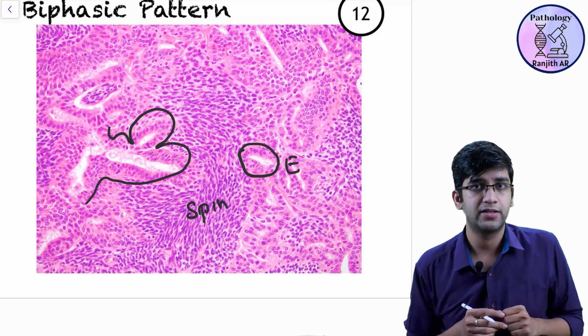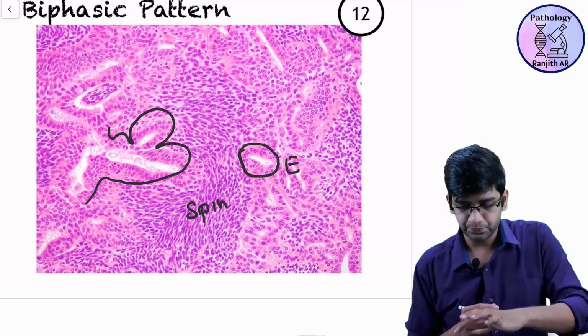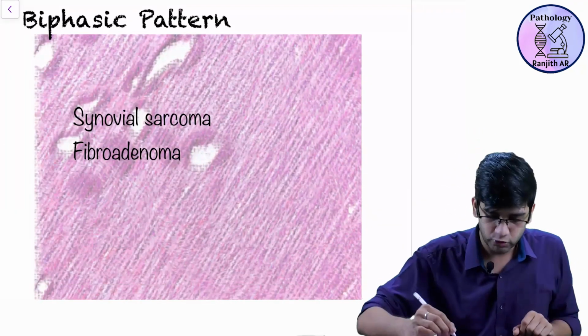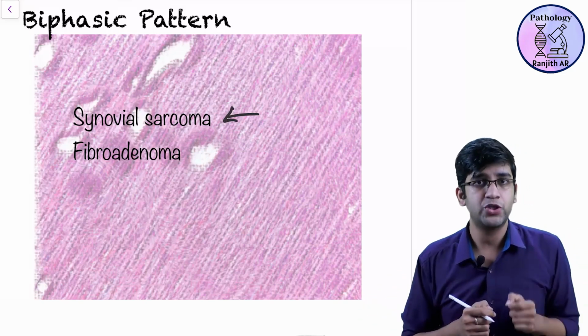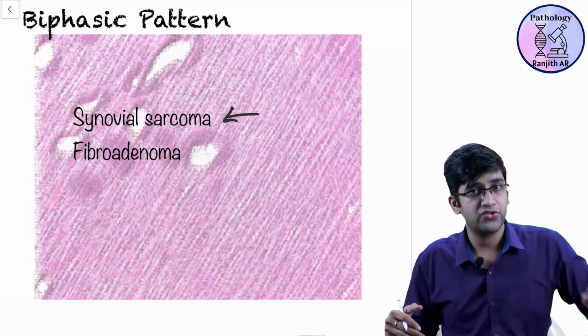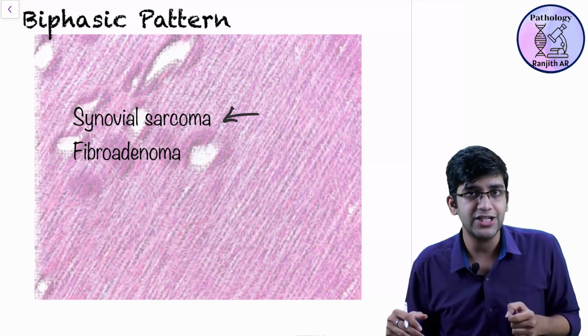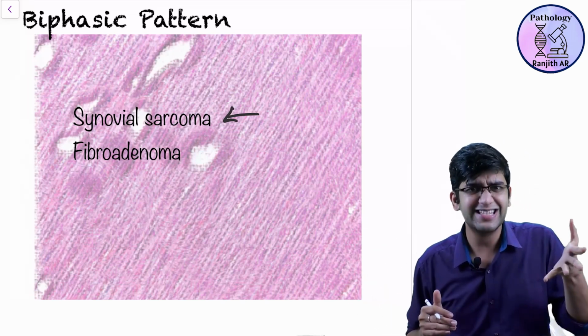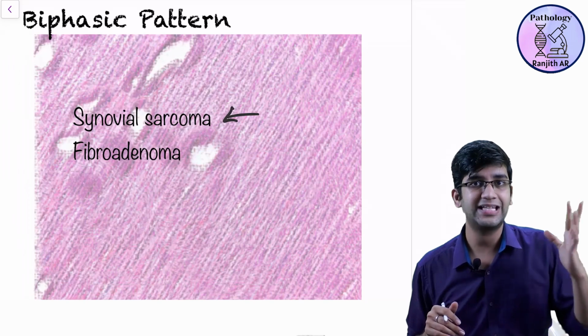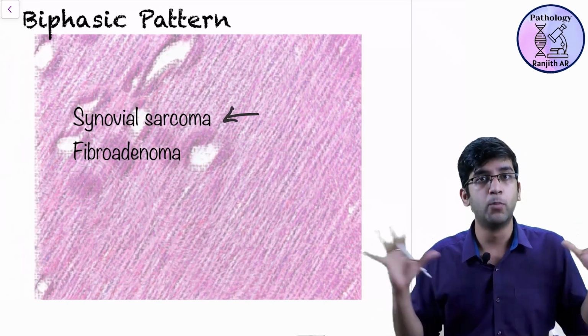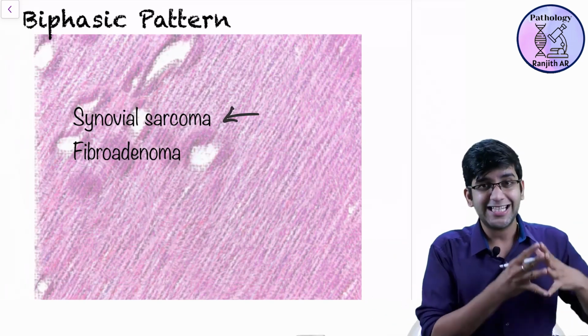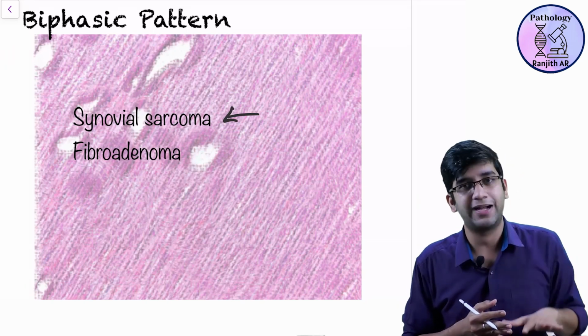When it's biphasic, I'm going to think of a few tumors. Synovial sarcoma. This was already asked as an MCQ. Do know it. Biphasic tumors: synovial sarcoma and fibroadenoma. It's there in the name. Fibro, mesenchyme, adenoma, glands. Both will be there. These are the 12 general patterns.